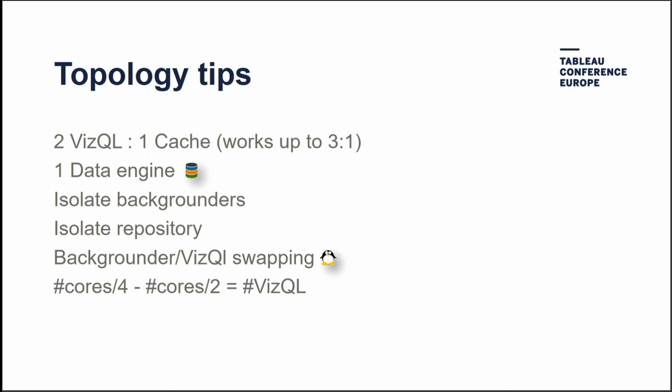Data engine, like I said, as of 10.5 by default it's only 1 and you can't change it, but if you're on pre 10.1, you can obviously increase the number. The data engine, for those who don't know, is responsible for running the queries and also extract creation. The third point is about isolating the backgrounders, simply to avoid competition for the resources available on the machine with other Tableau processes running, mainly the vSQL.